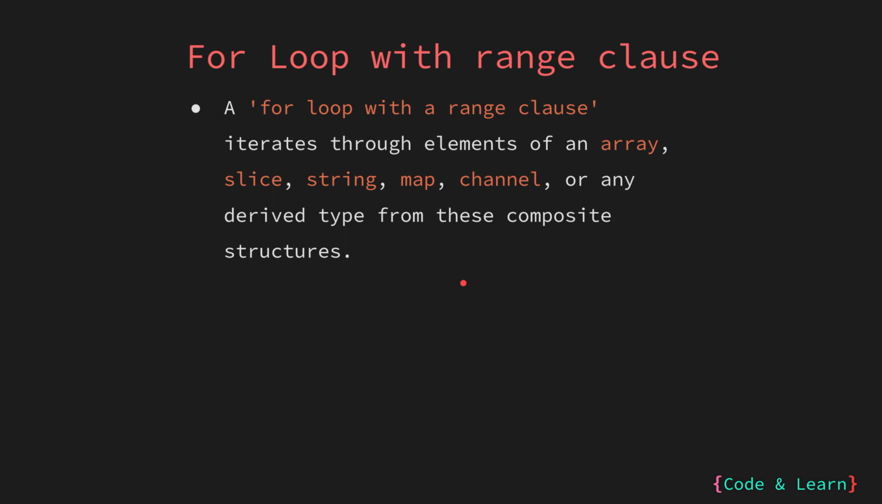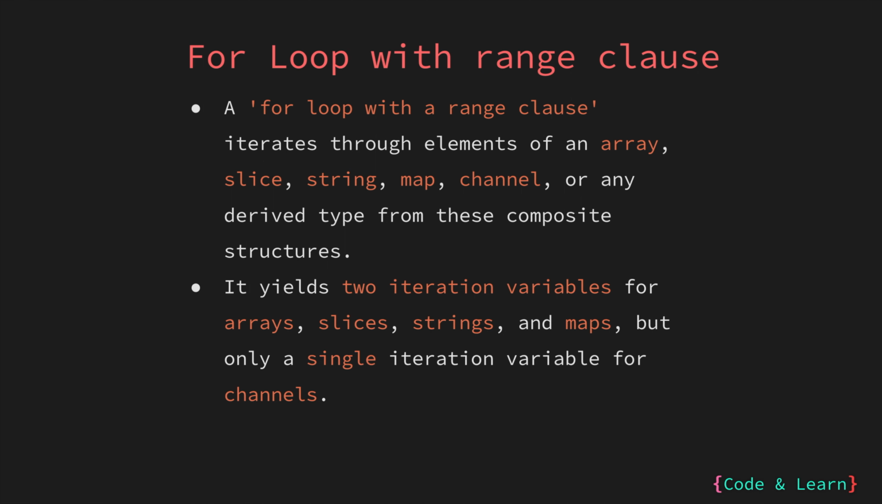This type of loop is designed to iterate over the elements of various data structures like arrays, slices, strings, maps, channels, as well as any derived type that is built upon these composite structures. You will see use of for range a lot in Go code. For arrays, slices, strings, and maps, it provides two iteration variables.